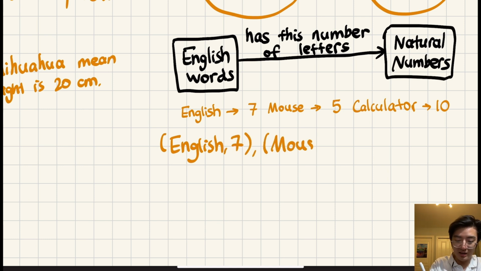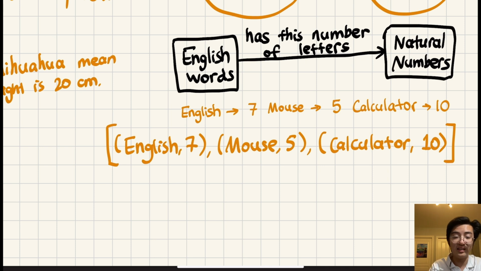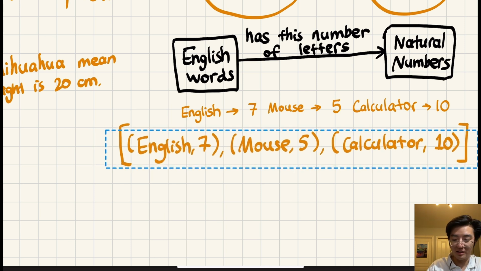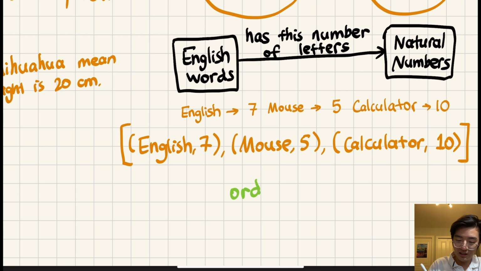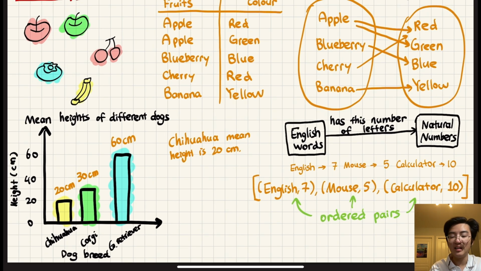The next pair is mouse, comma 5. And lastly, calculator, comma 10. And all of that will be put in a square bracket. And this right here is what we call an ordered pair set. So just quickly label, those are ordered pairs. Again, ordered pairs are just a nice clean way for us to quickly visualize what the relation is.